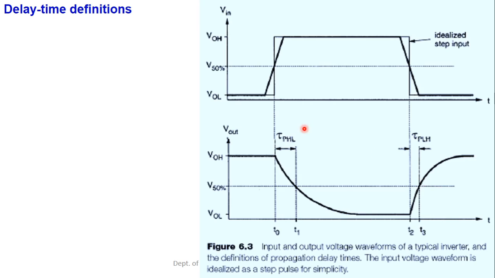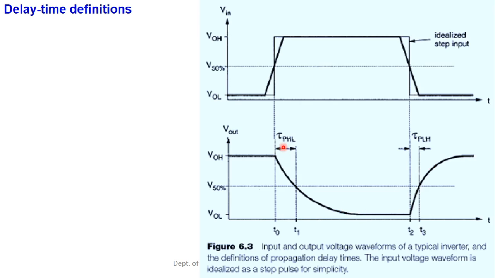We had assumed that the input is of this kind, and the output is definitely going to be the inverted form of the input. This is just discharging, and this is the charging of the load capacitance. Charging means the output is going to be high and discharging means it is going to be low. The discharging and charging take some time. We call this the propagation delay.